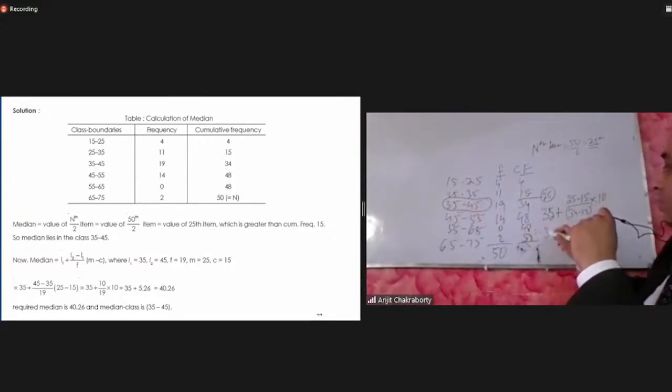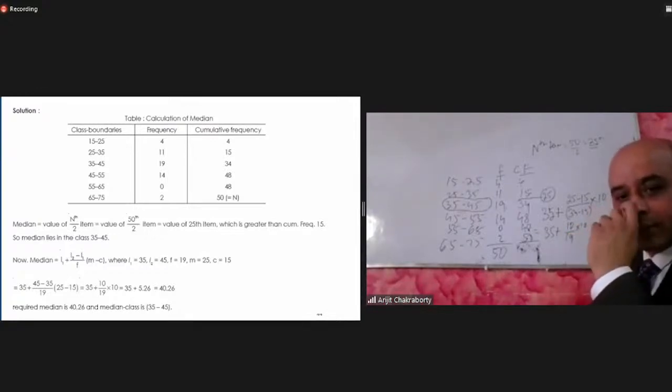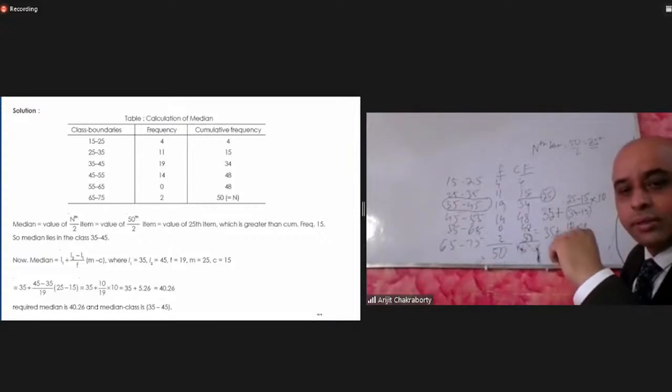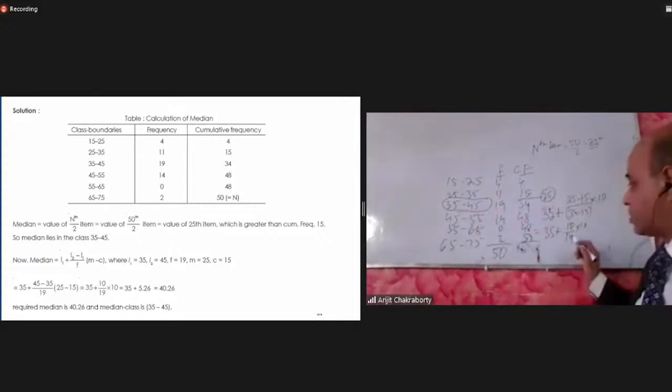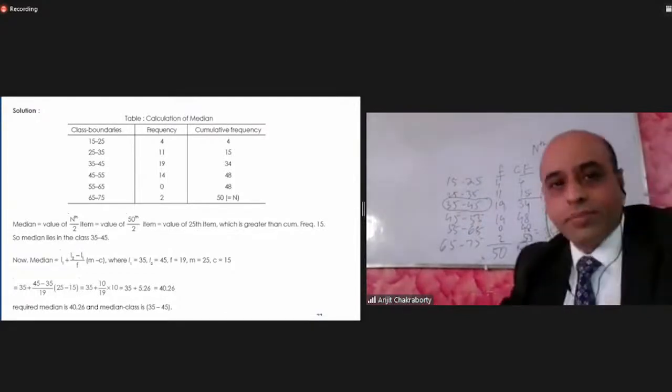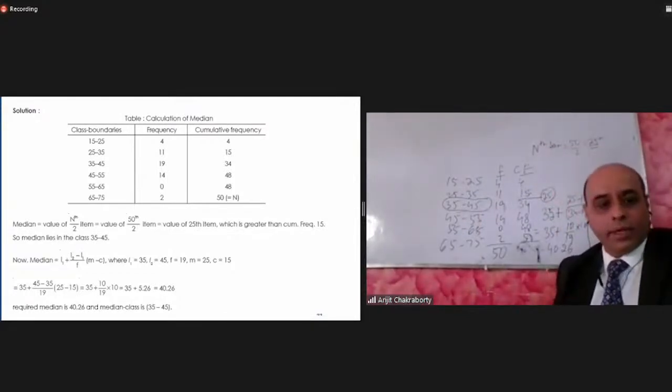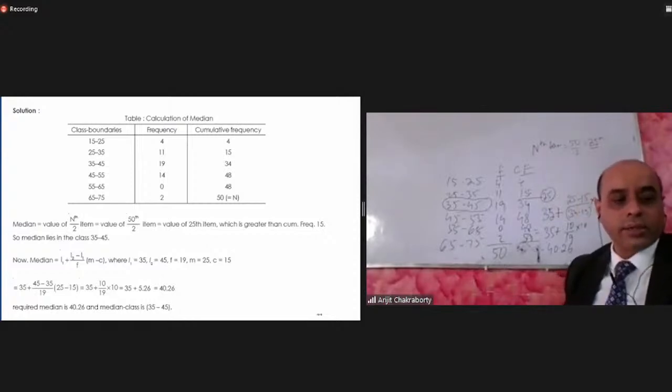So we are getting 35 plus 25 minus 15 is 10, 34 minus 15 is 19. So it comes to 35 plus 100 by 19, that is around 40.26. Answer is 40.26.